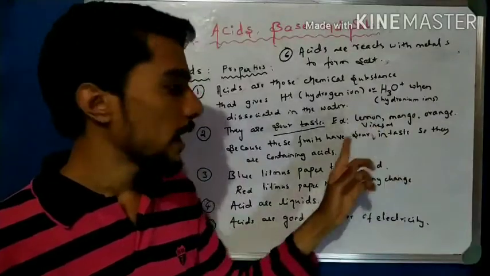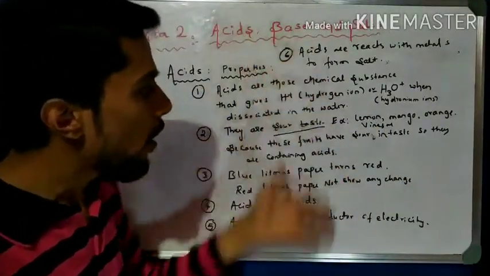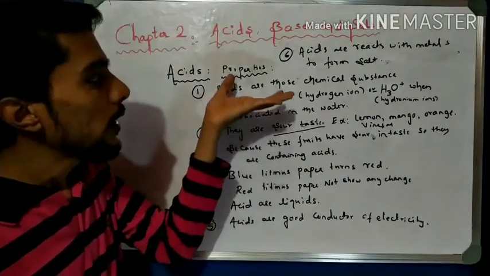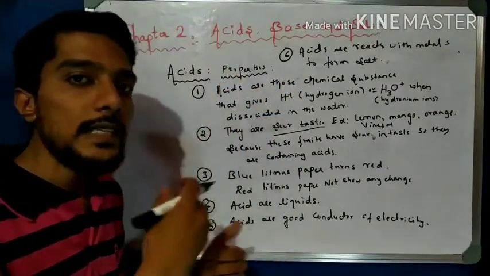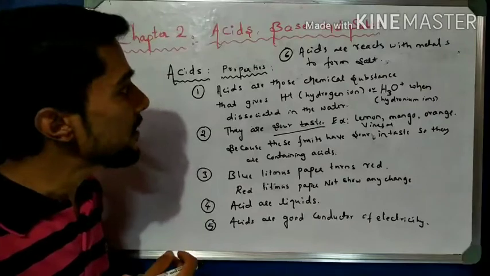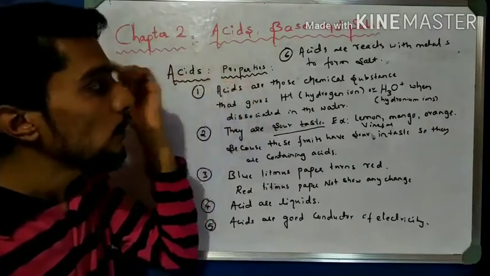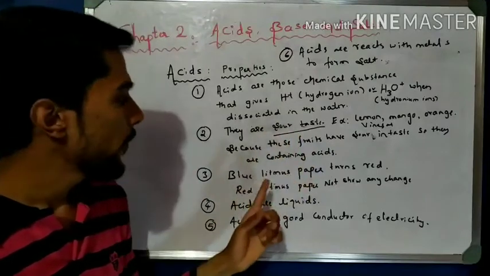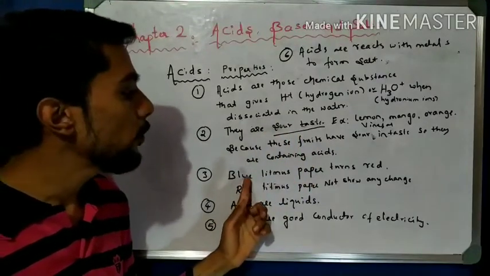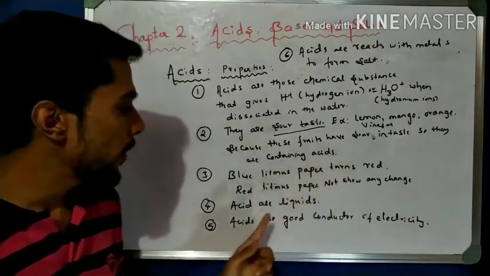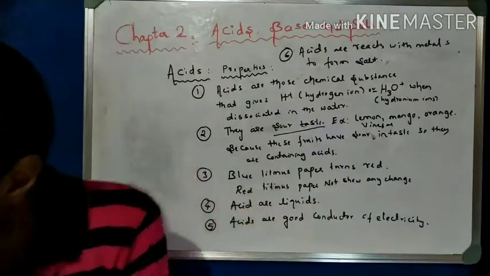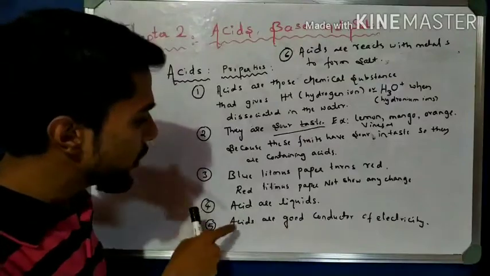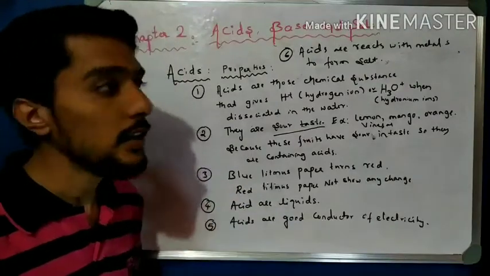The vinegar also having a sour taste. So that is all the concept of acids. By using this you can easily define what is acid. So what is acid? Acids are those substances which give H plus ions, which are sour in taste, and which turn blue litmus paper to red litmus paper. They are liquid in state, and acids are good conductors of electricity.